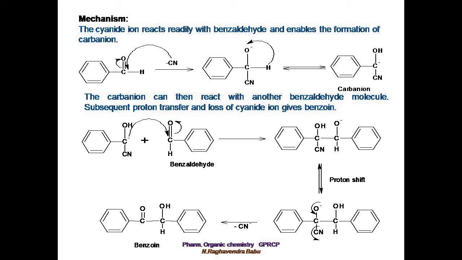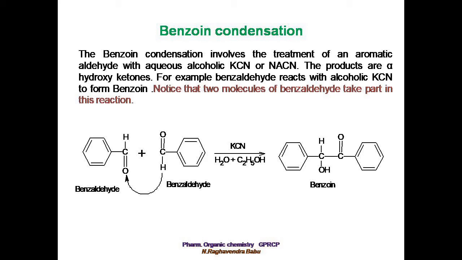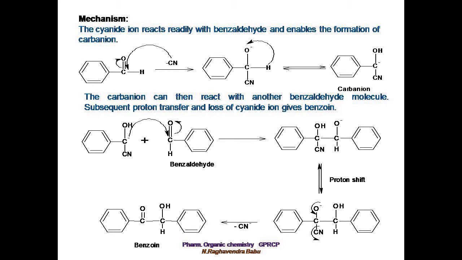In the mechanism, the first step is the cyanide ion reacts readily with benzaldehyde and enables the formation of a carbanion. In the first step, the benzaldehyde is reacting with cyanide ion. From where did you get this cyanide ion? This cyanide ion is obtained from the potassium cyanide, which is used as a base. From that base you are getting cyanide ion. This cyanide ion is reacting towards the carbonyl carbon of the benzaldehyde.